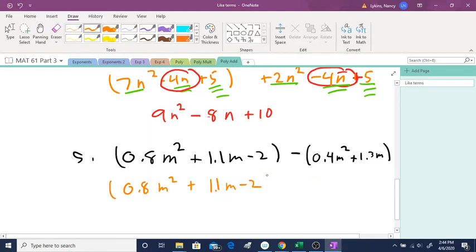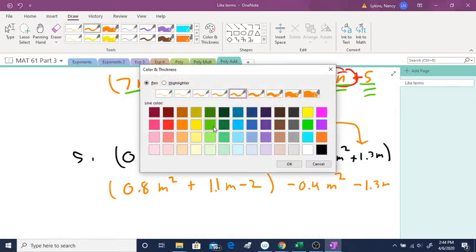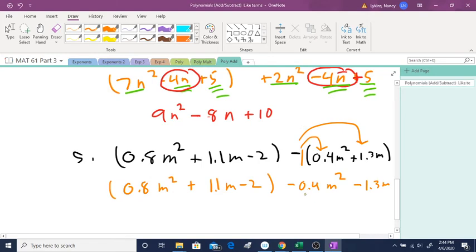But then when I subtract, that is like a negative 1. So negative 1 times 0.4 is negative 0.4m squared. Negative 1 times 1.3 is minus 1.3m. Now, instead of underlining, I'm going to just do the stacking method because some of us may like the stacking method. So I'm going to take this m squared and I'm going to put it right under it. So 0.4m squared, a minus 1.3m, and I don't have anything with my number.